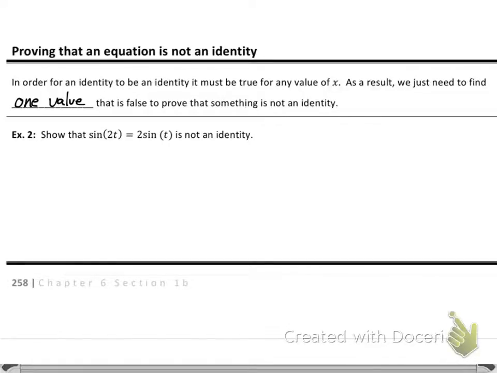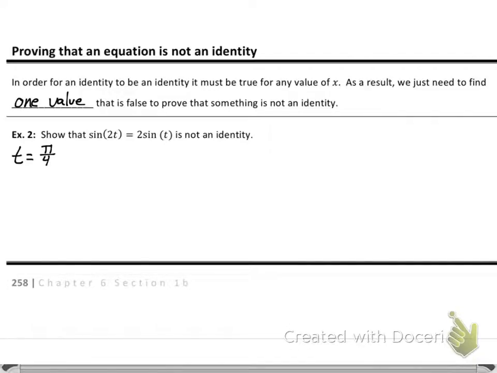What they gave us was: prove that sine of 2t is not the same as 2 times sine of t. They always pick things that look like they could be identities, things that are very similar that might be. So the first thing we need to do is pick a value for t and hope it doesn't work. My advice to you: there's lots of numbers we could pick. I ended up picking pi over 4.